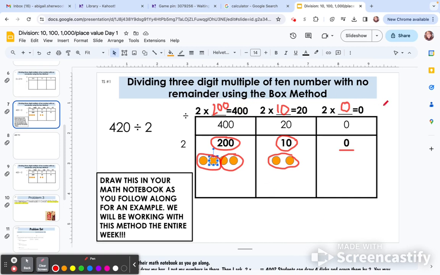Now I'm going to add each of these numbers up. I'm going to add 200 plus 10. And please make sure that you line up your numbers by value. Please don't put the 10 over here, because that would not make any sense. So 200 plus 10 is equal to 210. Therefore, 420 divided by 2 is 210.